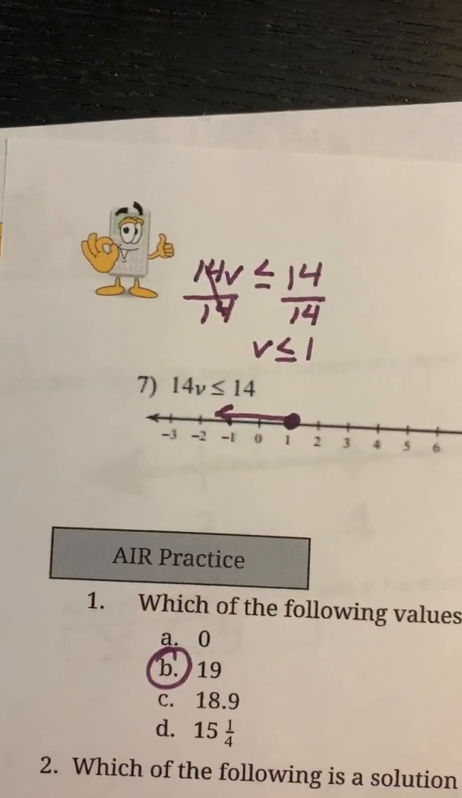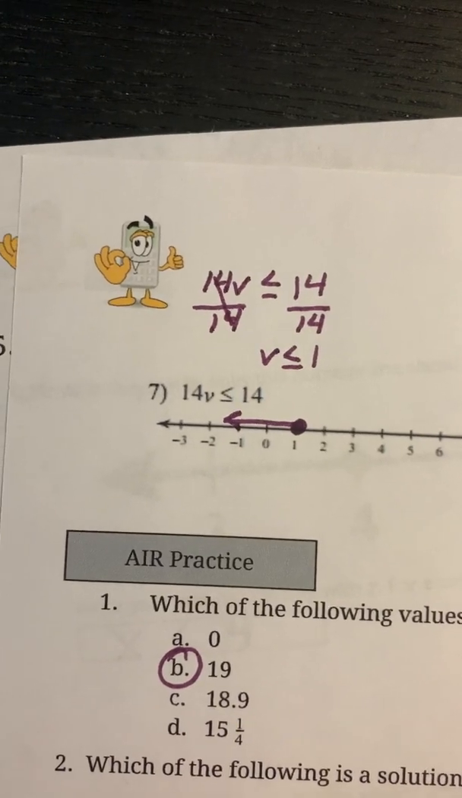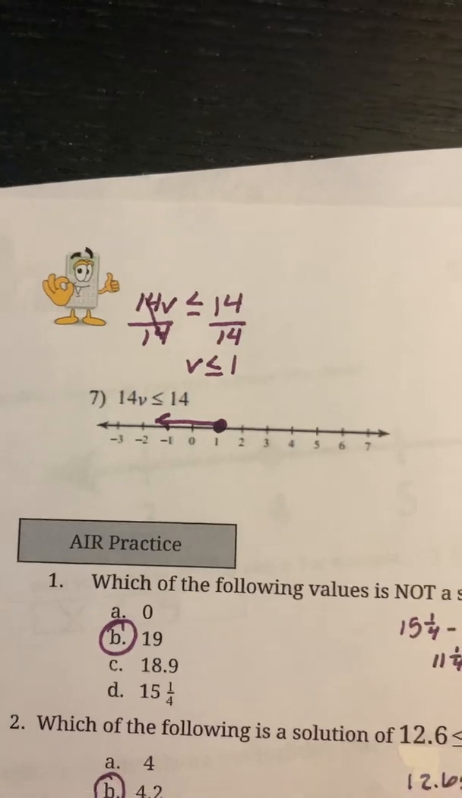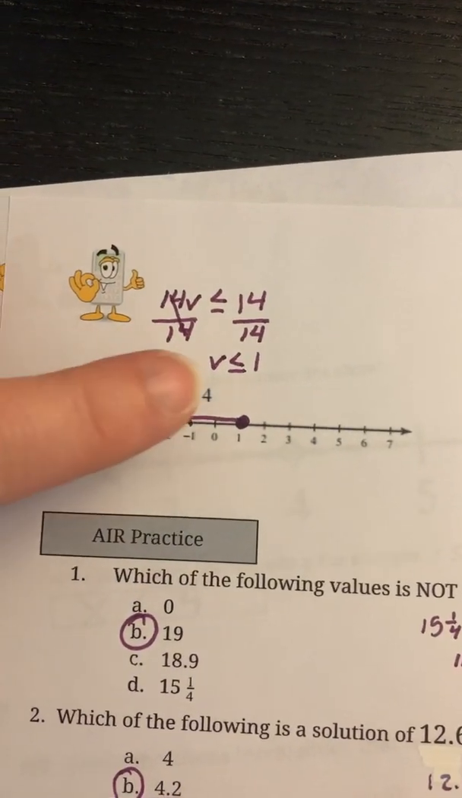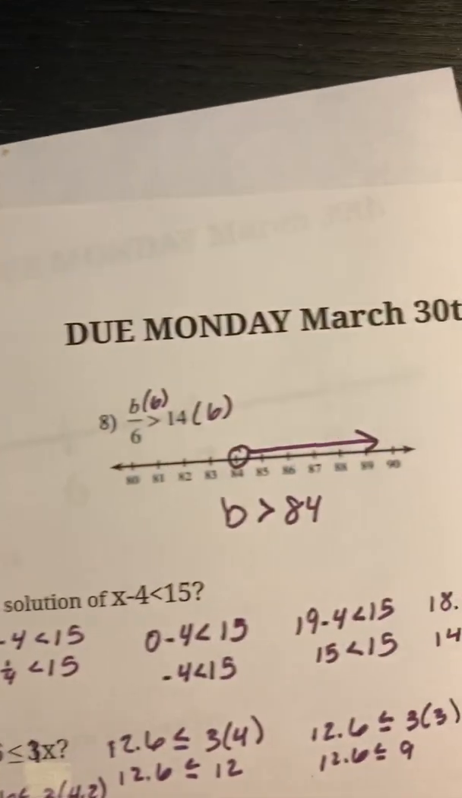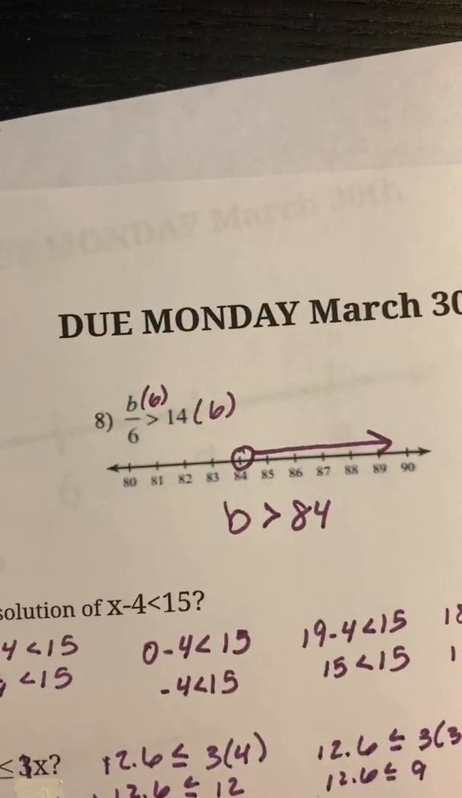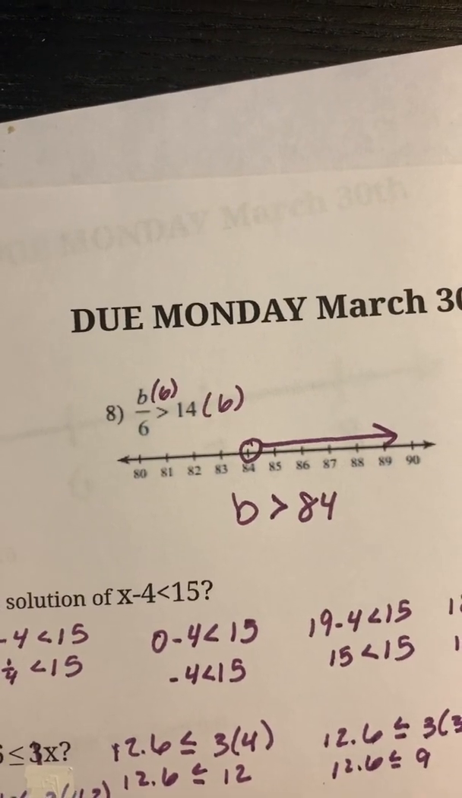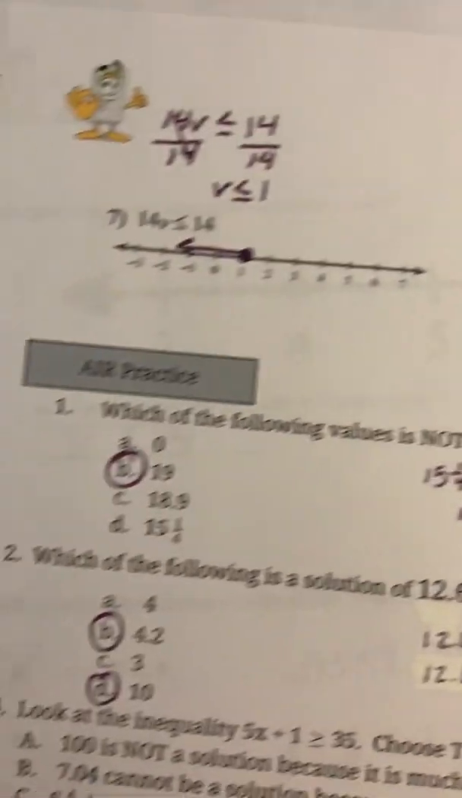Number 7, we have x, or v, is less than or equal to 1. Closed circle on the 1, arrow pointing to the left. Number 8, b is greater than 84. Open circle on 84, arrow pointing to the right.